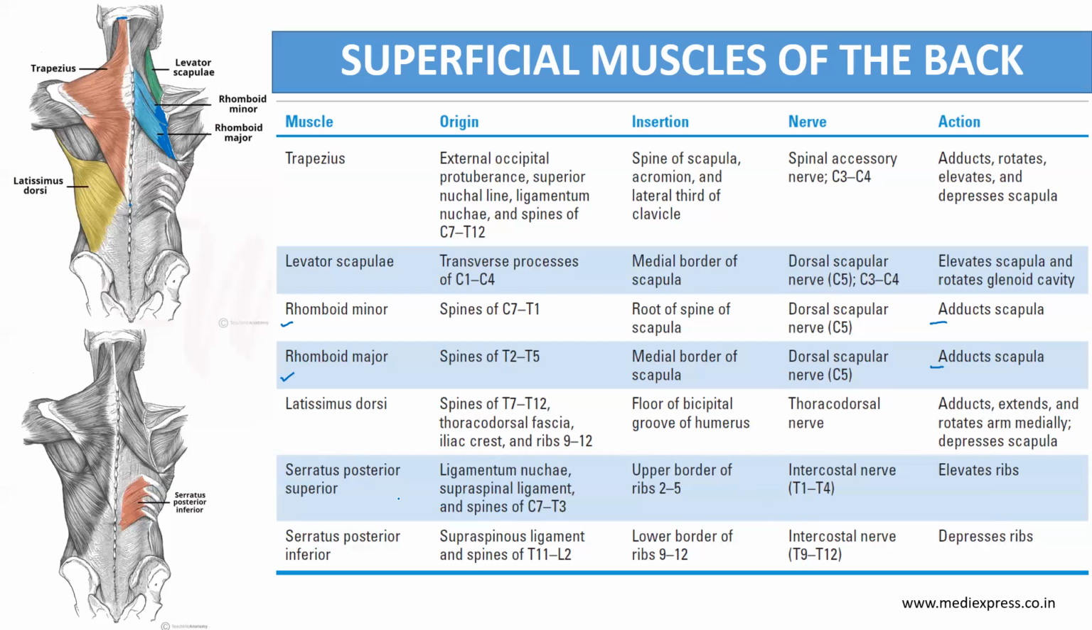Even the root value is different. For serratus posterior superior, we have the root value T1 to T4, whereas serratus posterior inferior has root value T9 to T12. Serratus posterior superior elevates the rib, whereas serratus posterior inferior depresses the rib. So this is the difference between serratus posterior superior and serratus posterior inferior.